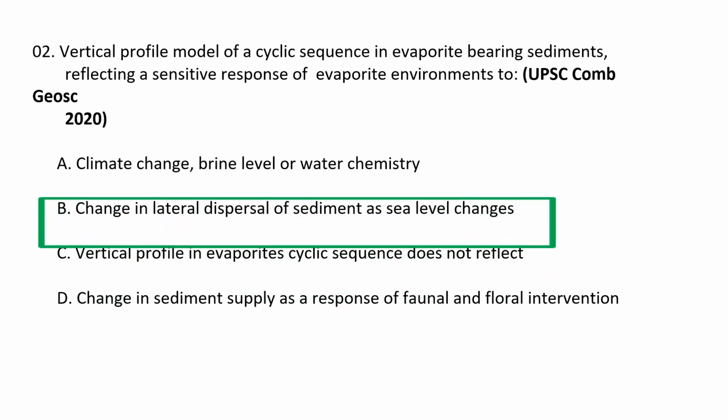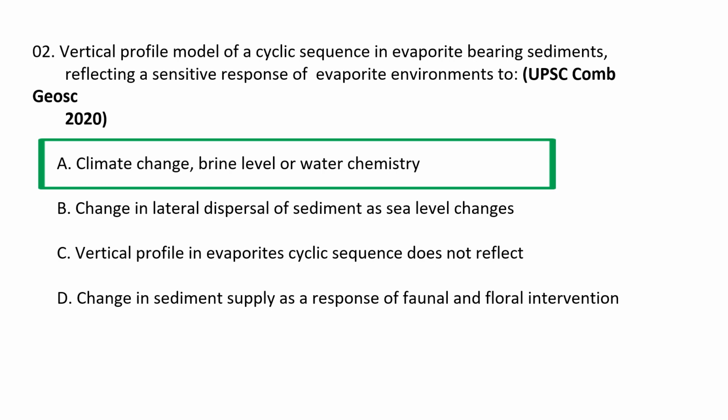So the vertical profile model of a cyclic sequence in evaporite bearing sediments reflecting a sensitive response of evaporite environments is determined by the climate change and the brine level. Brine level means the sodium chloride levels or water chemistry. So A is the correct option.